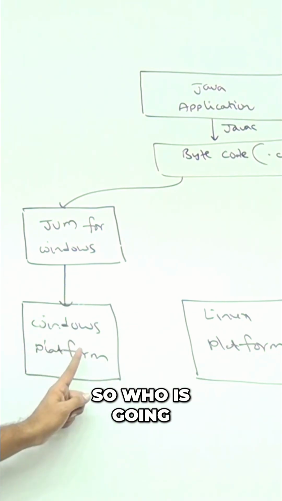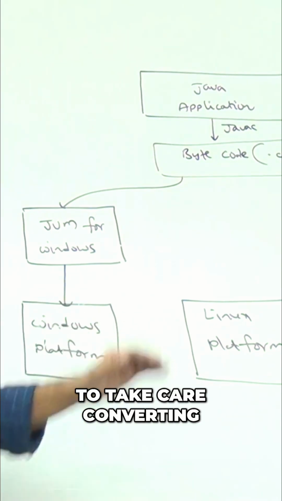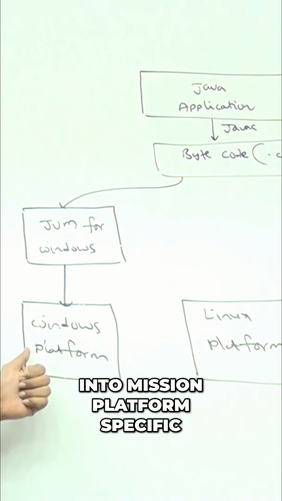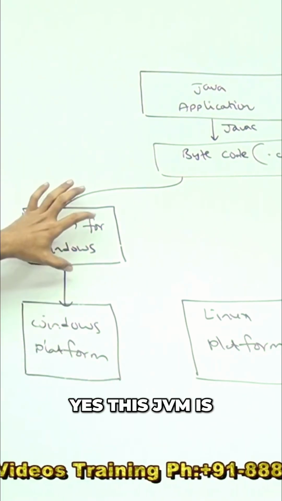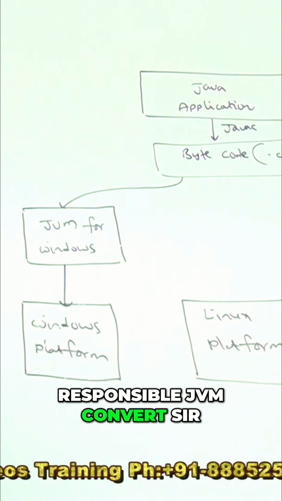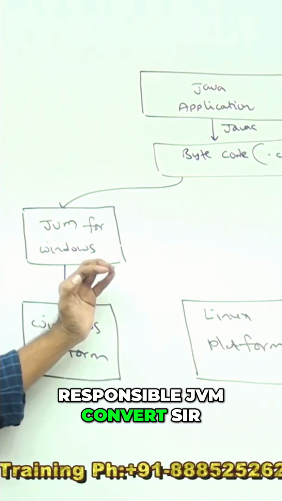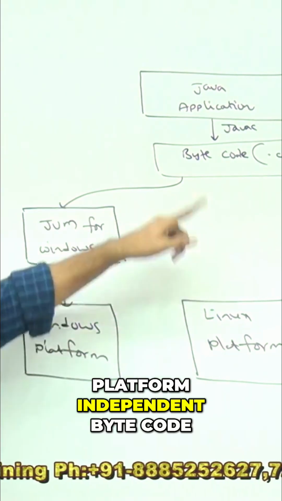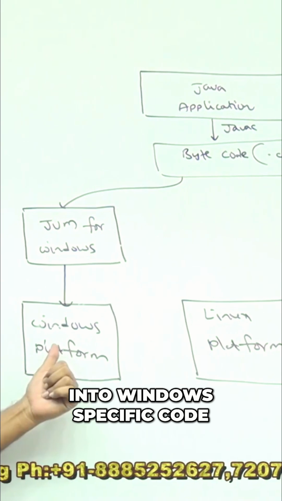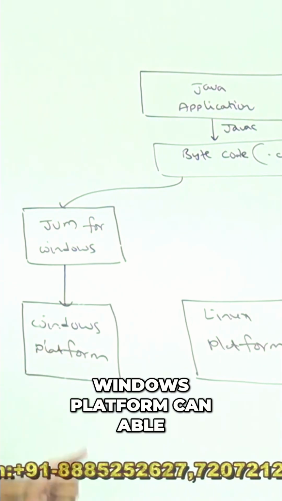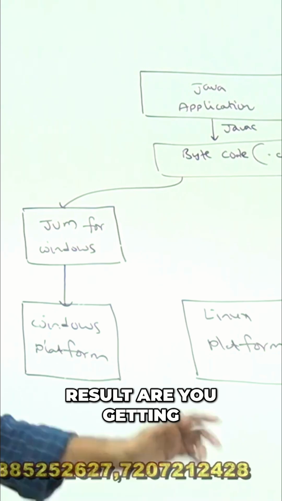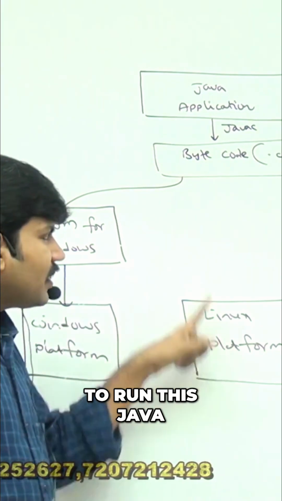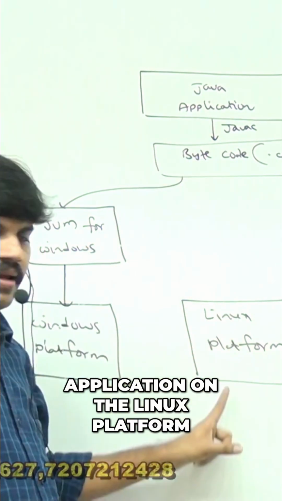Are you getting? So who is going to take care of converting into platform specific machine code? Who is going to take care, sir? Yes, sir, JVM is responsible. JVM converts, sir, platform independent bytecode into Windows specific code. The Windows platform can understand that. Happily it is going to execute and provide the required result. Are you getting? Same way, I want to run this Java application on the Linux platform.